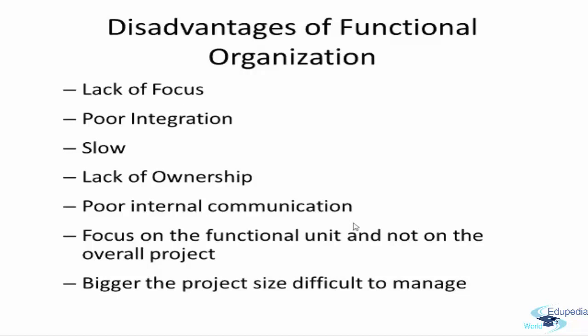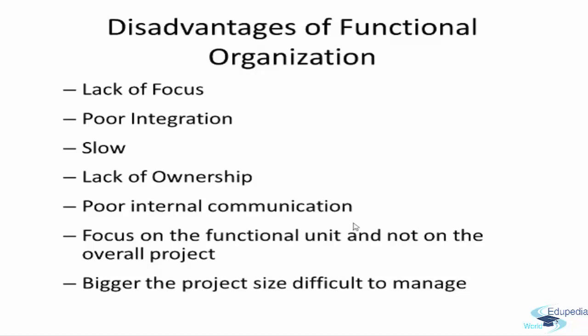So there's a lack of ownership there in the case of functional organization, and also poor internal communication and focus on the functional unit and not on the overall project. As I said, they tend to focus on their functional unit, and from their point of view, they may not fully focus on the project. It is like sub-optimization, where the individual parts try to optimize their effort, their work, and they may not completely optimize the entire project. So the individual units will tend to drag the overall project, also the organization.